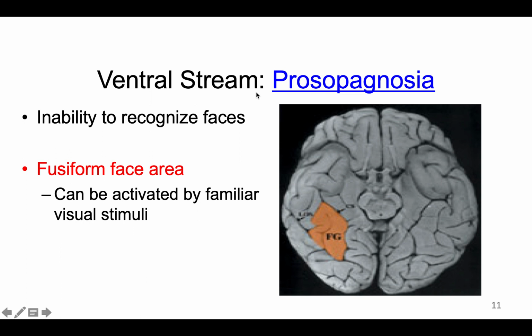If you have damage to the fusiform face area in the ventral visual stream, you have a particular disorder called prosopagnosia, inability to recognize faces. There's a great case study in the Oliver Sacks book, The Man Who Mistook His Wife for a Hat, where he describes a man who literally mistakes his wife for a hat. He doesn't recognize her face. He sees something next to him and thinks it's his hat.